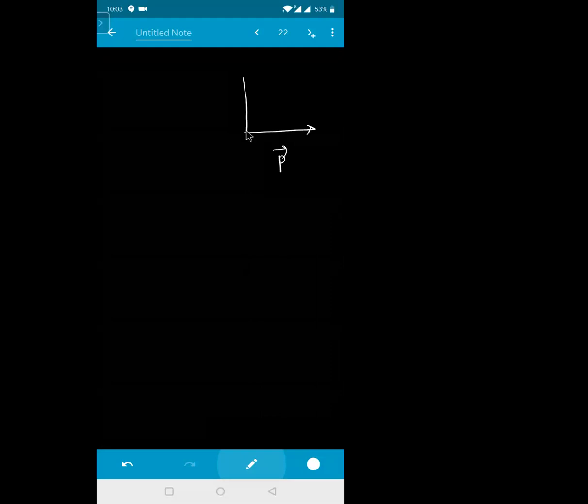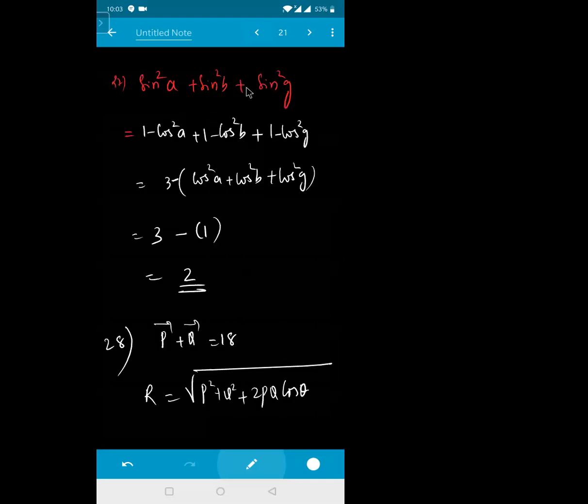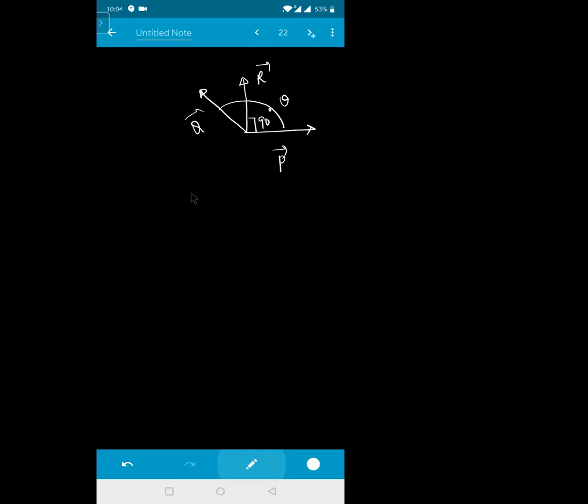This is the resultant. It is making an angle of 90 degrees with the smaller force. This is the other vector, let us take it as q bar. Let the angle between p and q be theta. Isn't it? So I can use the direction formula. Everyone knows the direction formula.